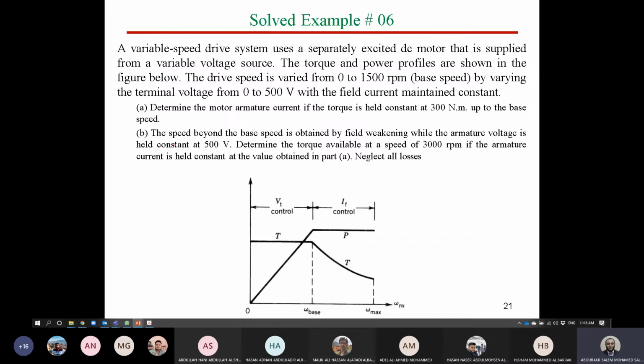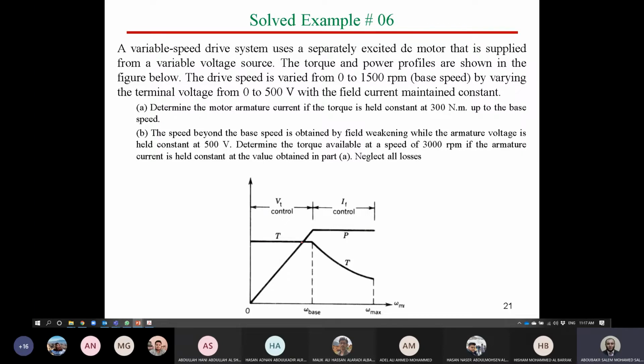This is what is needed here: determine the motor's armature current. We need to calculate the armature current if the torque is held constant. So in the beginning, we need to have constant torque as stated and as clear here in the figure, which is 300 Newton meters up to the base speed. So we need to obtain the current at this region.